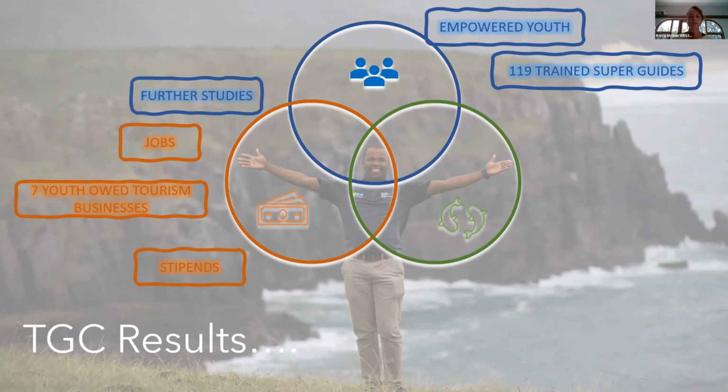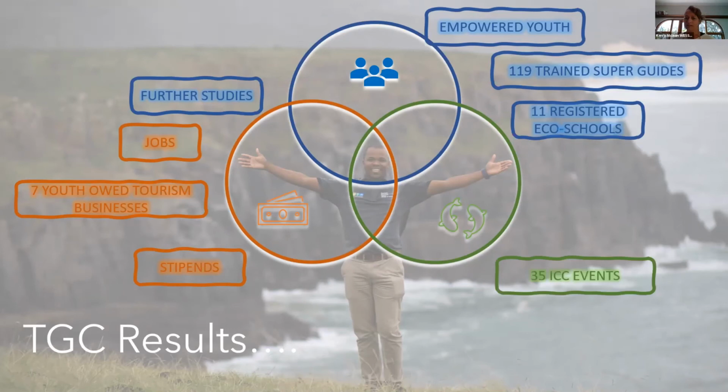Quite a few went on to study further. So by participating in the program, they discovered what they were passionate about and have gone on to study a variety of things: teaching, conservation, environmental management, all sorts of exciting things. So these are going to be our future leaders coming out. We also had 11 registered eco schools come out of the program. And we had a number of international coastal cleanup events, 35 that were implemented during the course of the pilot.